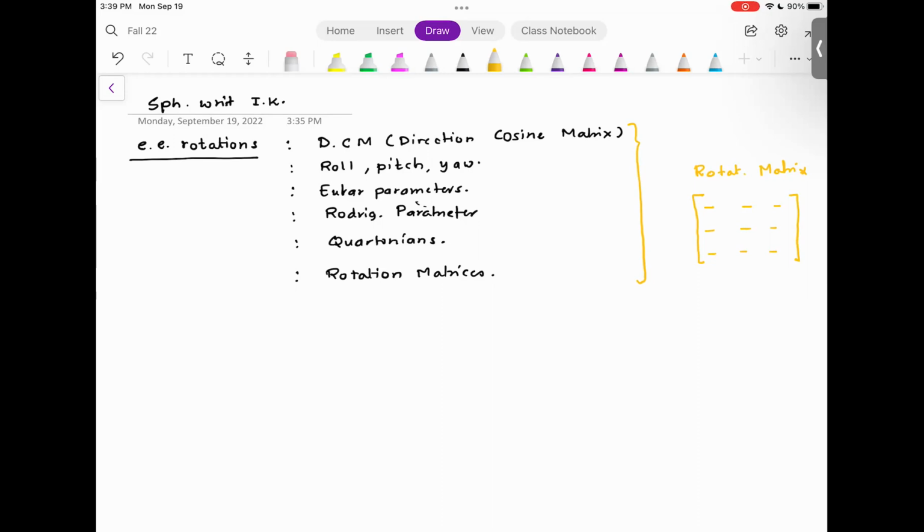So I give an example. I may say 20-degree roll, 30-degree pitch, 40-degree yaw. You can use the MATLAB command Euler to rot, and that will convert these Euler angles to a rotation matrix, and that will be a 3x3 rotation matrix.